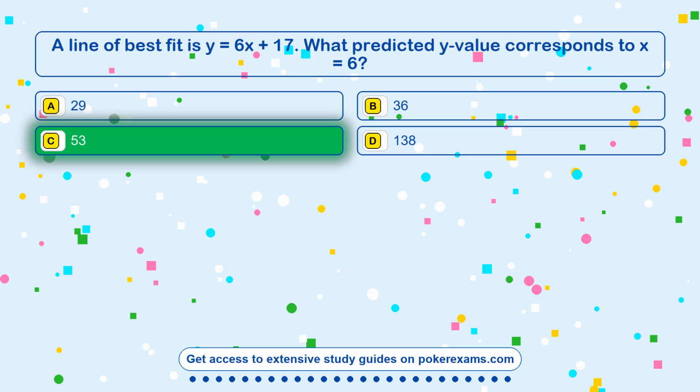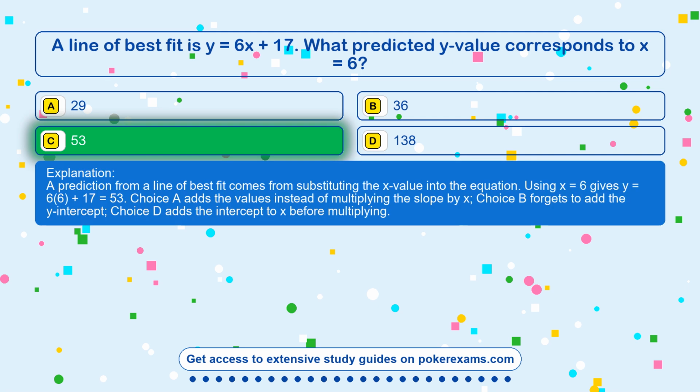The correct answer is option C, 53. A prediction from a line of best fit comes from substituting the x-value into the equation. Using x equals 6 gives y equals 6 times 6 plus 17 equals 53. Choice A adds the values instead of multiplying the slope by x, choice B forgets to add the y-intercept, choice D adds the intercept to x before multiplying.